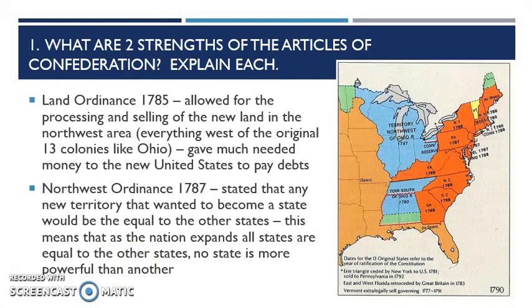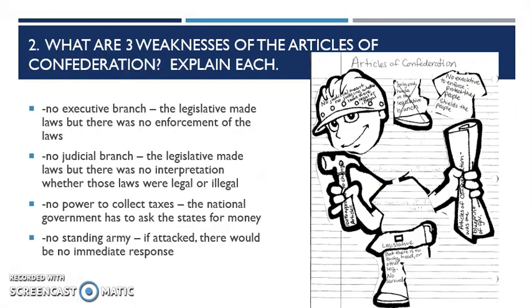Okay. So your second question is, what are the three weaknesses of the Articles of Confederation? And you had to explain each. There's actually a lot of weaknesses. I'm just going to hit on a couple. So first one is there's no executive branch. So there's no enforcement of the laws. Under the Articles of Confederation, they had a legislative branch. They made a lot of laws, but there's no actual enforcement of those laws.